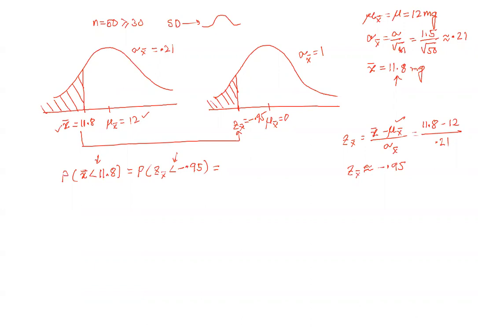Okay, so z sub x bar is less than negative 0.95, and for negative 0.95, what do we get?